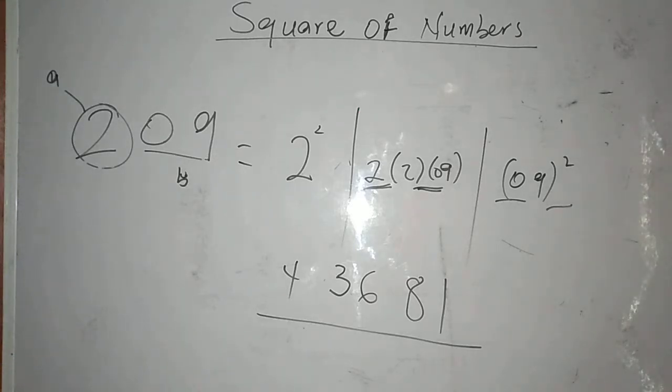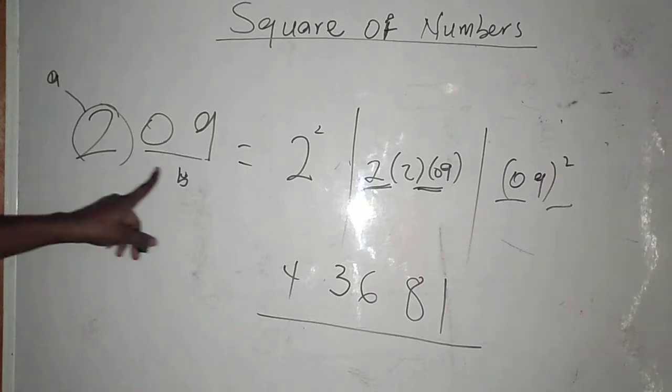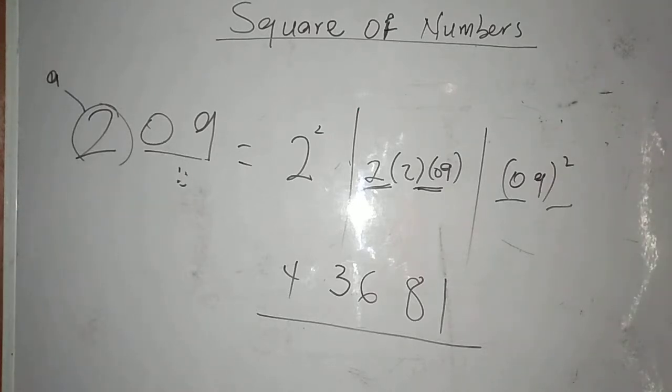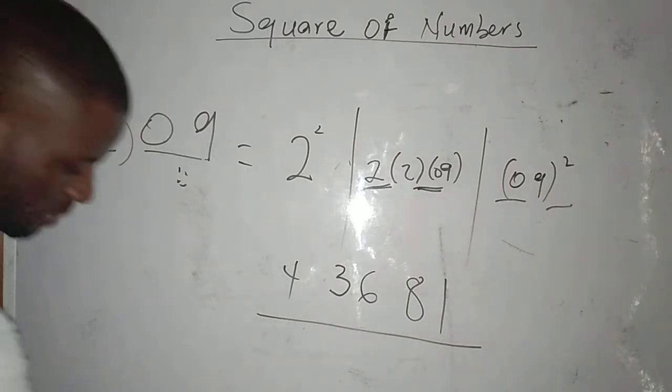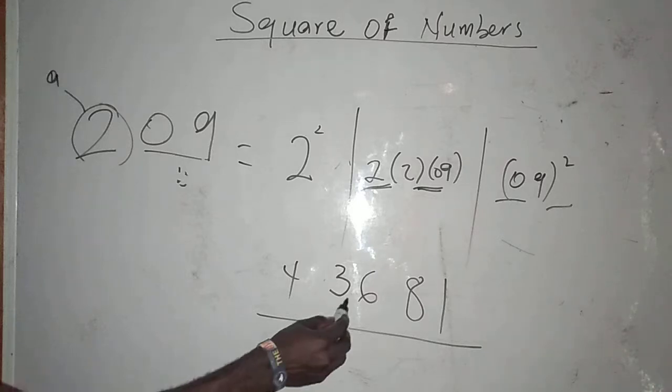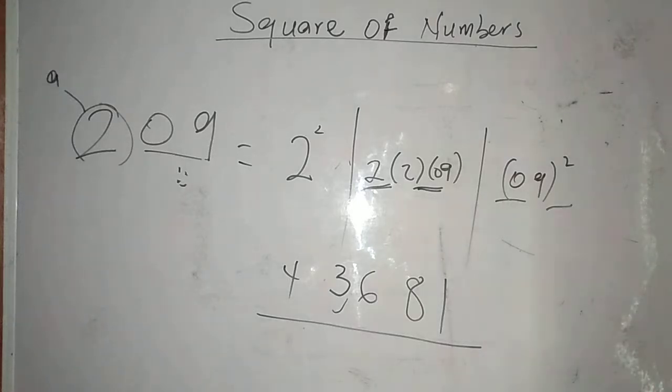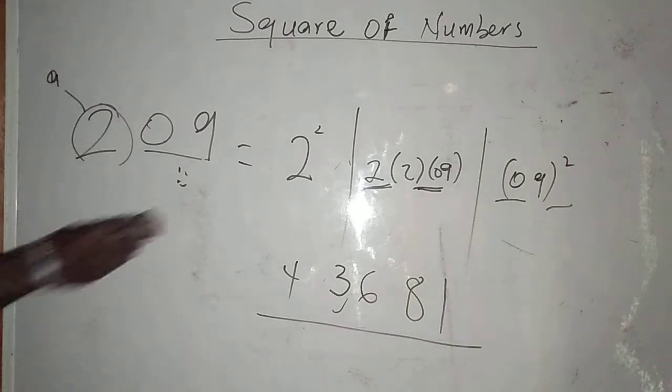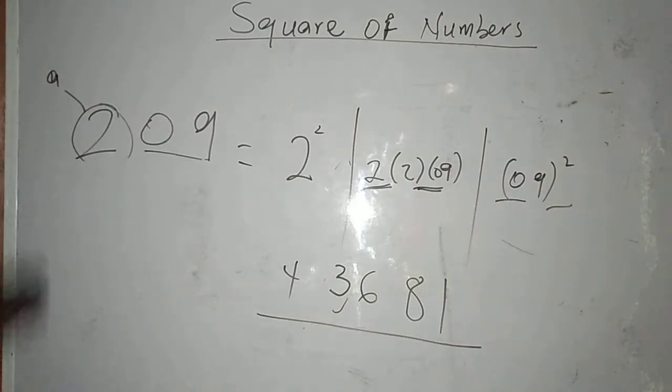Okay, let's move on. It means 43,681, which is 209 square. 209 square. Okay.